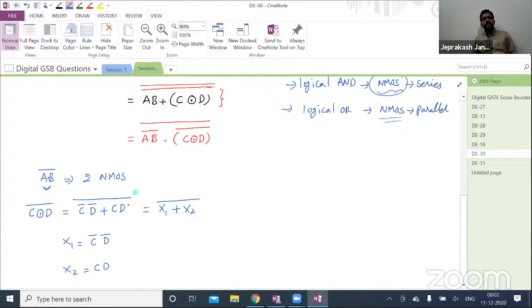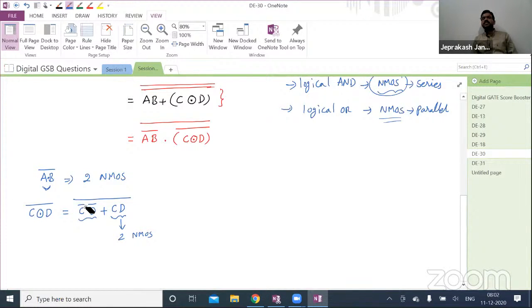Or directly also you can write, no issue. So here if you observe, you have CD. CD means series connection. So how many NMOS do you require? Here you have the overall complement, and after that two terms, this one term and this another term. Among the two variables logical AND is there, so you require two NMOS. Yes, very good.